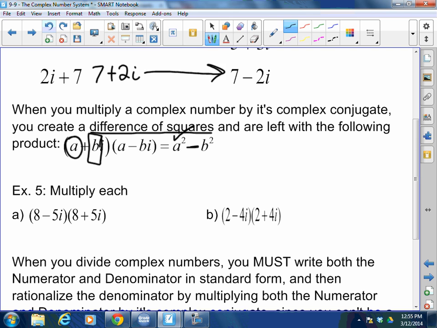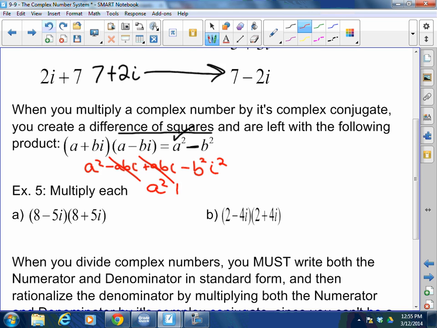And I'll show you and prove to you why. I'll prove it right now. A times A is A squared. A times negative bi is negative abi. bi times A is positive abi. This is negative b squared i squared. Yes. So then this cancels. And actually, wait a second. It should be a plus. Yeah, it should be plus b squared. Sorry there, guys. Because i squared is negative. Yeah, that should be plus.